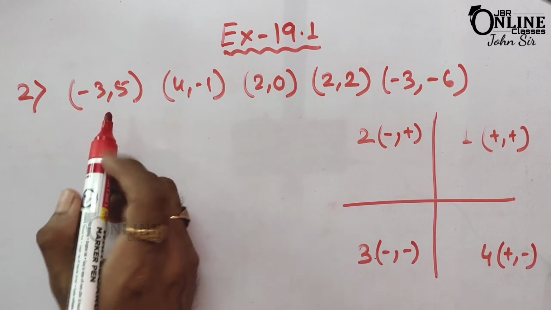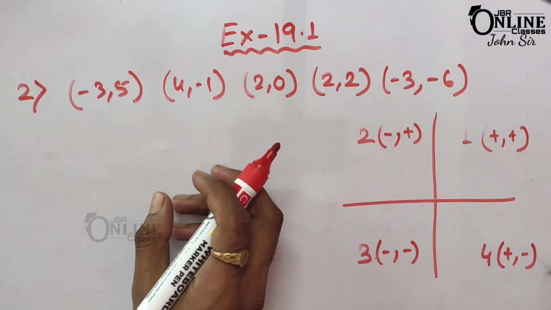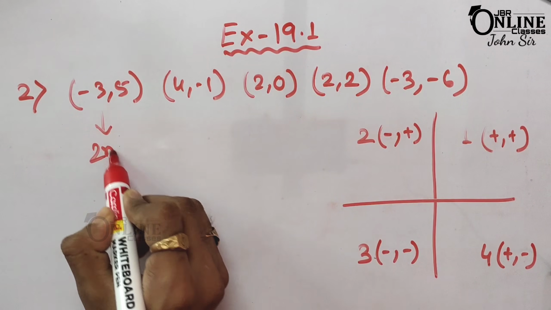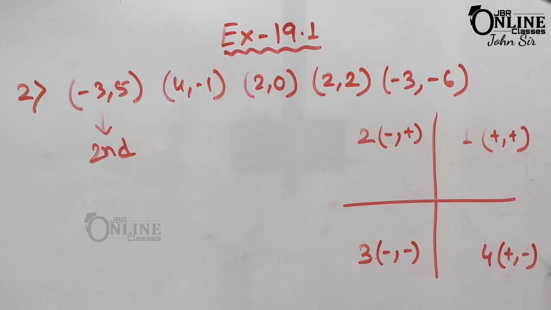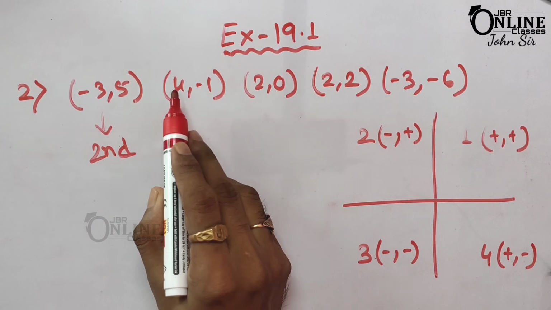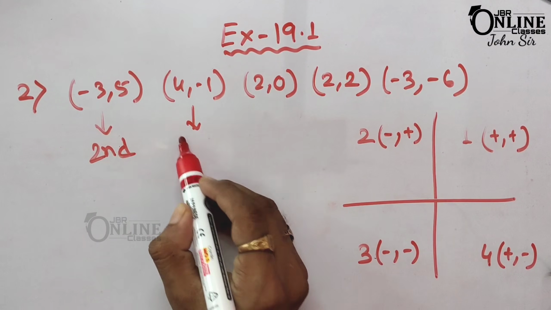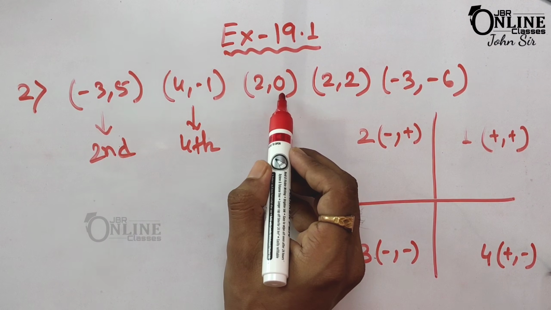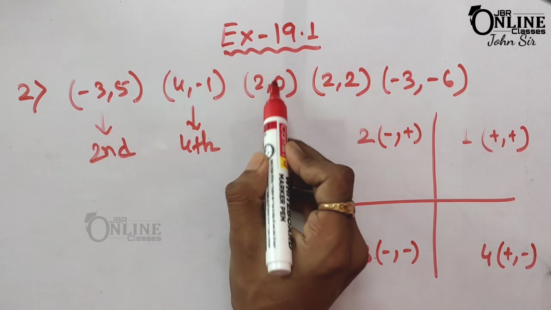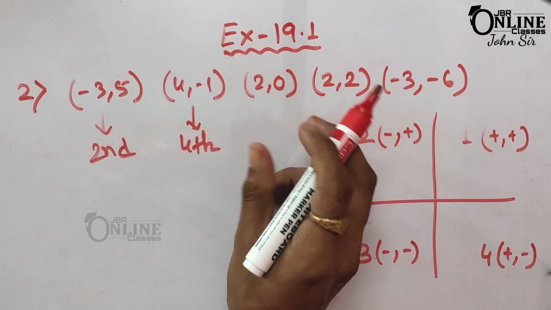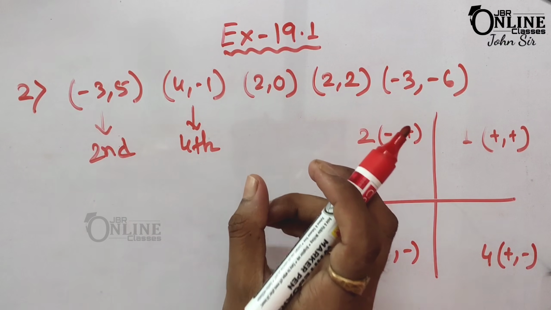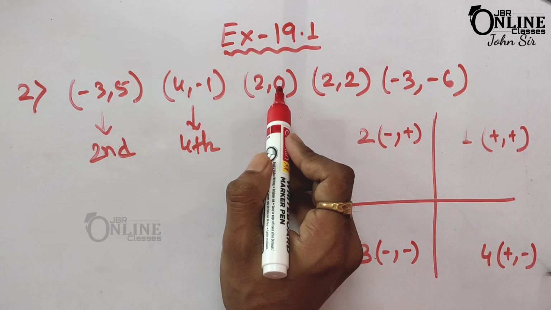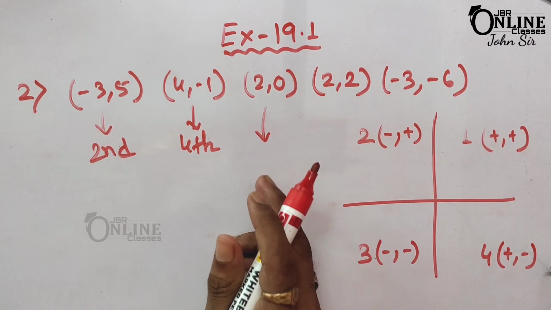Now (-3, 5) lies in the second quadrant. Next, (4, -1) means positive and negative, so it lies in the fourth quadrant. Then (2, 0): the ordinate part is 0. As you know, if a point lies on the x-axis, then the ordinate part will be 0. So it lies on the x-axis.